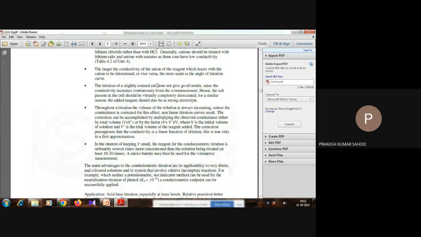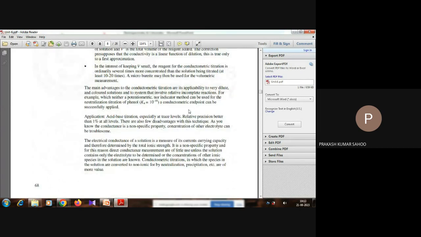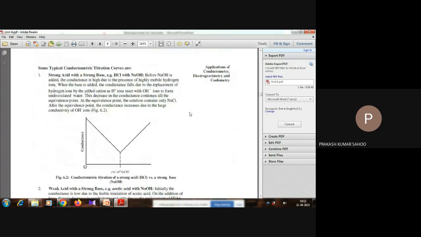Titration of a slightly ionized salt doesn't give a good result, but conductivity increases continuously from the starting point. So these are the things you should learn. Then this is very important: conductometric titration between strong acid and strong base.